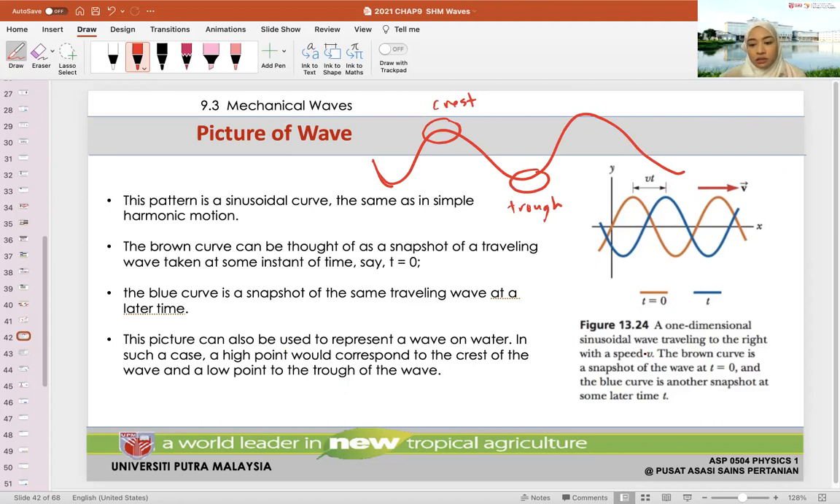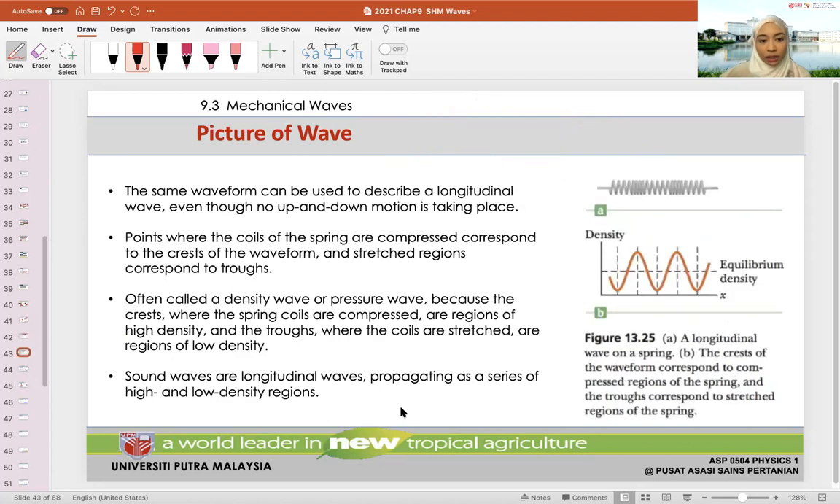So a one-dimensional sinusoidal wave traveling to the right with the speed of V, the brown curve is a snapshot at time equal to zero and the blue curve is at a later time. So you need to understand that this wave is not static. It keeps on moving. So when you try to look at it at a different time, most likely it's a different shape. So this is something very important because nanti kita akan describe it mathematically and it has relation to time.